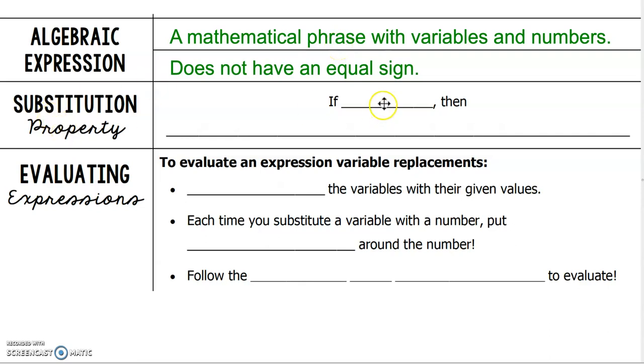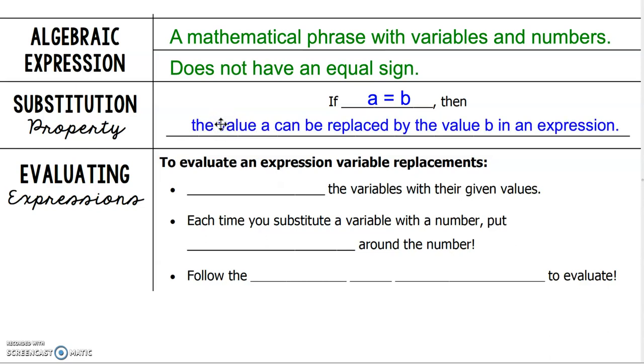Substitution property. It sounds exactly like what it is. The substitution property is if we have two equal values, we can substitute or replace those values in for each other in expressions. All right, when we're evaluating expressions, we're going to substitute the variables with their given value.